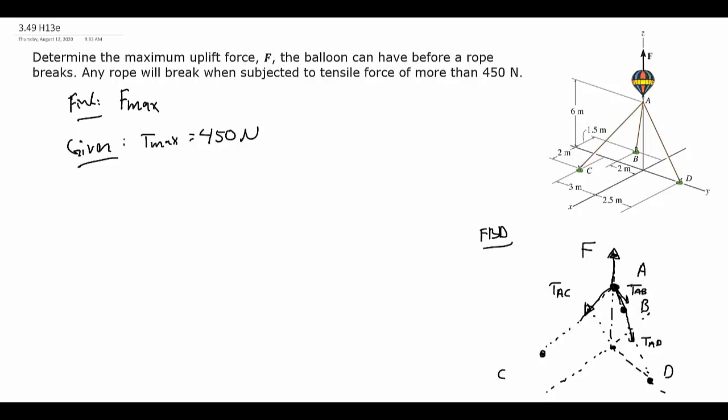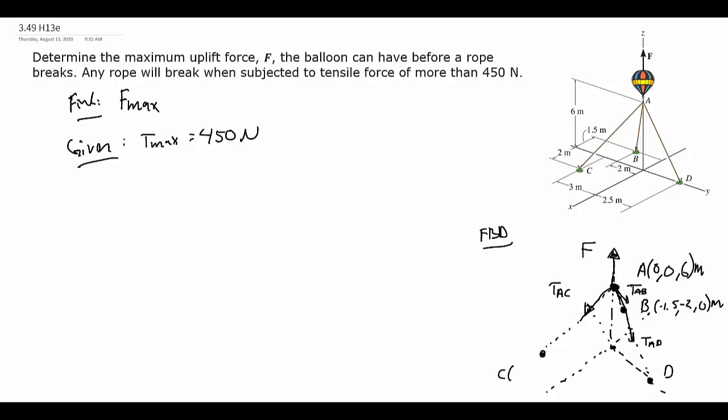Now we're in 3 dimensions, so it's going to be really helpful to put the coordinates of these points here. It's going to make finding the position vectors and then the unit vectors much easier. So point A, based on the given coordinate system, is purely in the positive z direction. So it's going to be 0, 0, 6 meters. Moving on to point B, I have to go a negative 1.5 in the x direction, a negative 2 in the y, and it's in the xy plane, so 0 in the z.